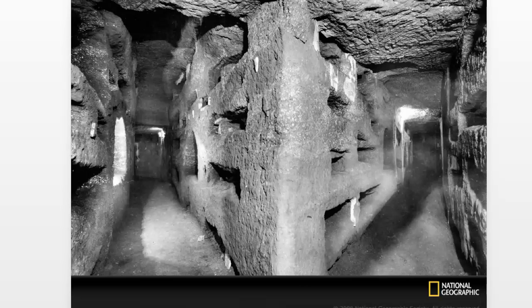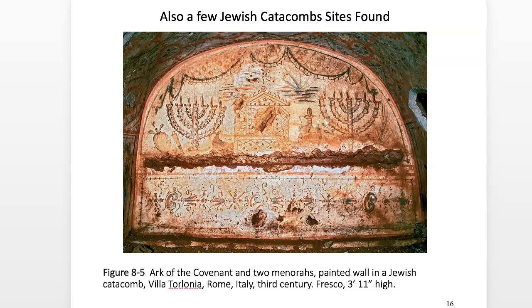But this is a really extensive network, and it's going to be a place where we're going to see some of the earliest Christian art. And we also see here an early Jewish site. They also had a few catacomb sites. This is an example of a Jewish wall painting fresco in a catacomb.